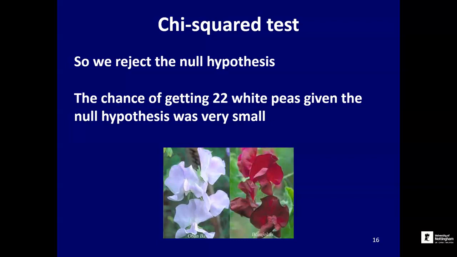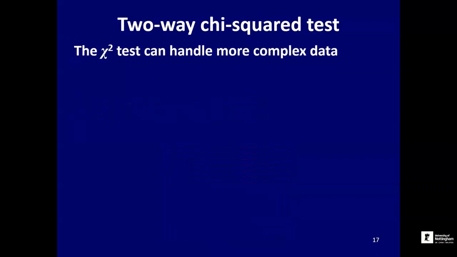We need to go back to the drawing board and figure out what is going on. Maybe there's another allele here that we didn't know about. Maybe we were wrong about the dominant recessive relationship or something else. Okay, so that shows you that a chi-squared test can deal with frequencies when you have an expectation, even if the expectation is not equality.